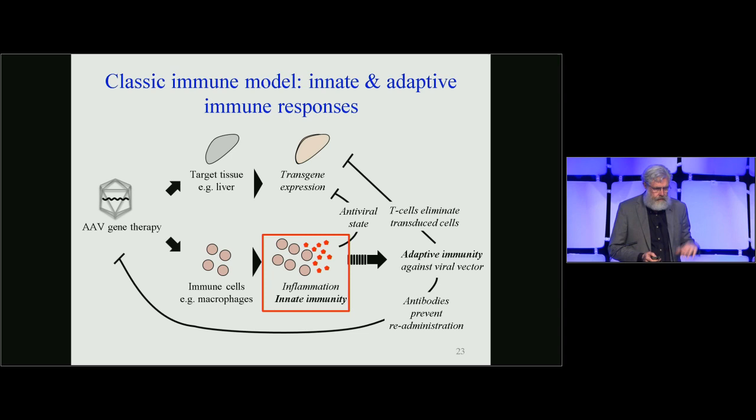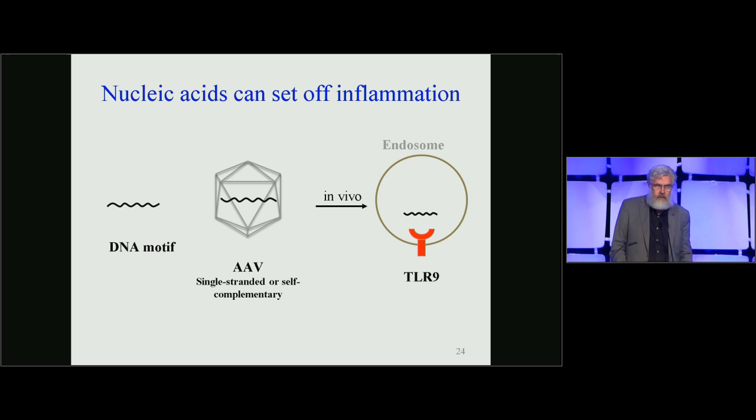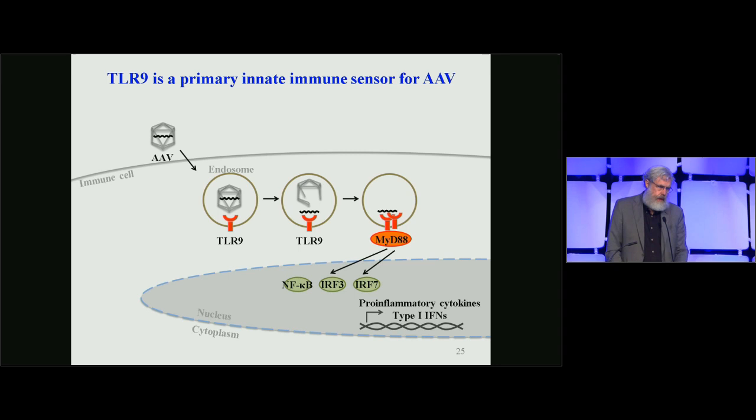So we want to focus in on this inflammatory stage where a DNA motif, say a CpG dinucleotide or various other motifs, can cause the TLR9 receptor in the endosome to recognize the DNA itself. Many other things are recognized by this innate immunity, but let's just focus on this particular receptor. It recruits many of these other factors, resulting in pro-inflammatory cytokines ultimately, and undermining your therapeutic delivery.